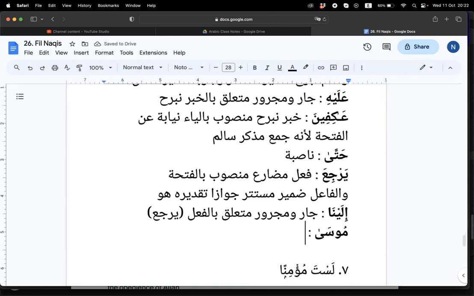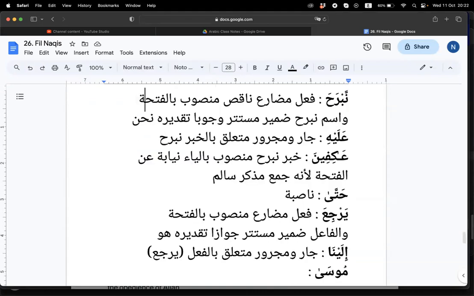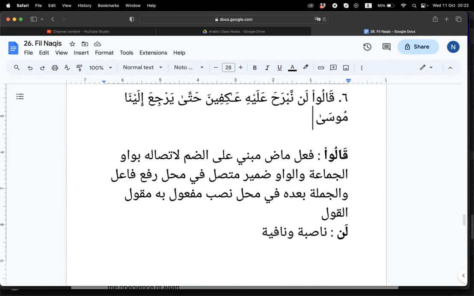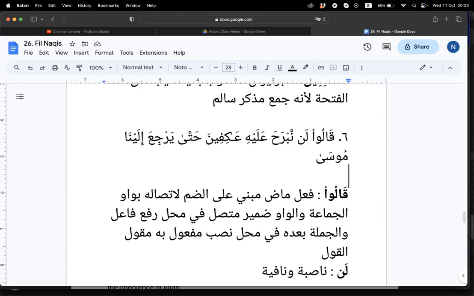Musa is ism. What status? This one, based on the context, looks like mudafun ilaih. Oh, sorry, maf'ulun bihi. No, no. Let's translate and then we figure it out, because you need the context to know what is actually there. So let's translate. Qalu, they said.